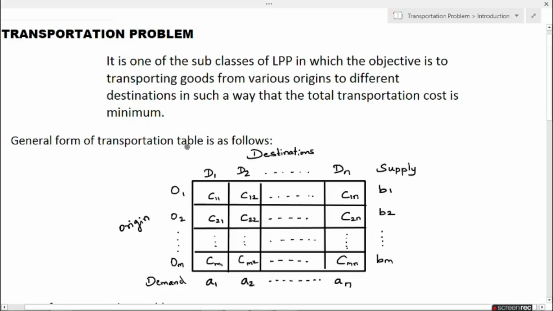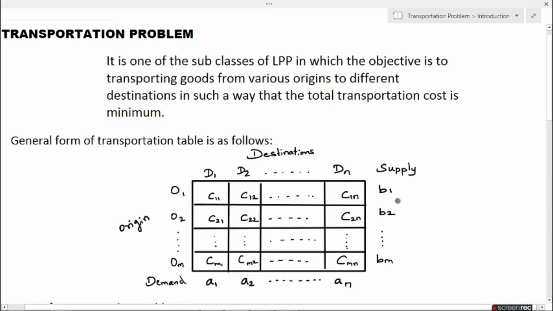And here we have a general form of transportation table, and in this table we have origins, that is O1, O2 and so on, OM, and D1, D2 and so on, DN are destinations. Next, C11, C12 and so on, C1N, and C21, C22 and so on, C2N, and CM1, CM2 and so on, CMN. These are the cost of transportation per unit from origin to different destinations.